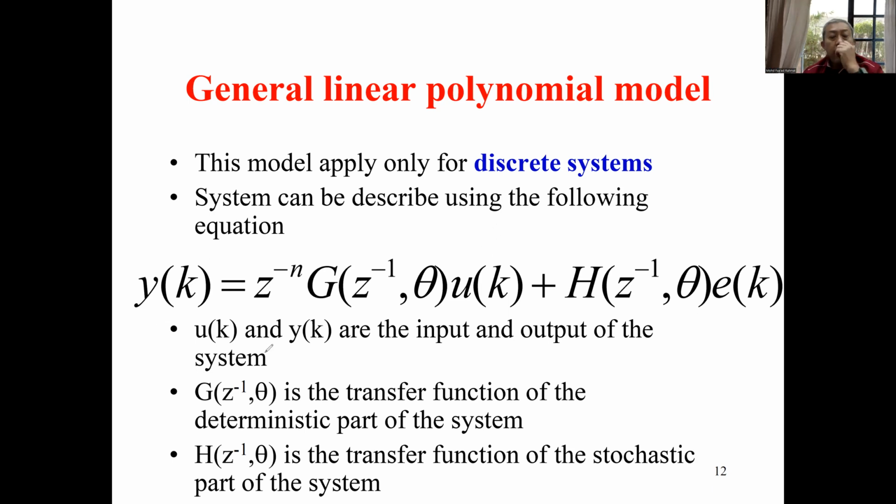Okay, UK is the input, YK is the output, and EK is the noise, the uncertainties. G is the transfer function of the deterministic part of the system, so it relates to the system, while H is the transfer function of the stochastic part of the system. Stochastic part meaning the uncertainty part, the noise, disturbance, and all will go to H, and the system itself will go to G.